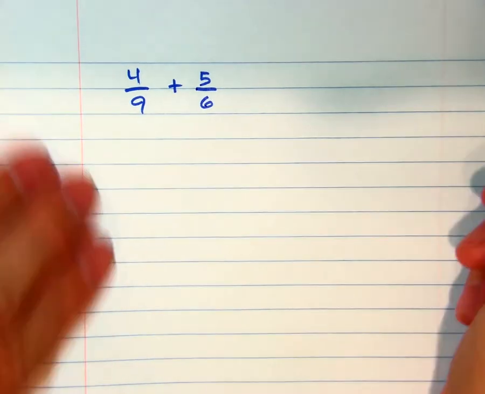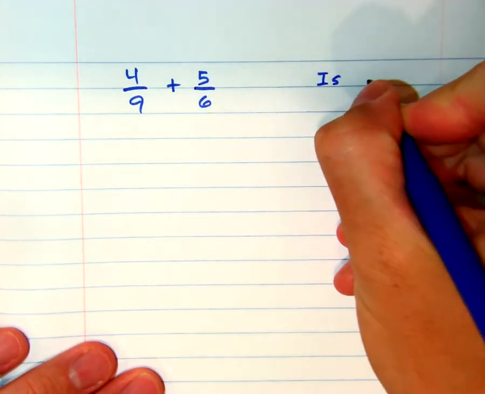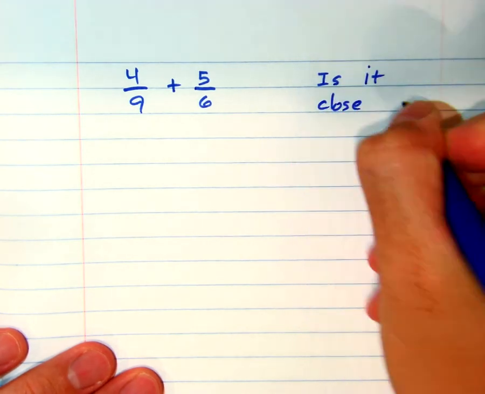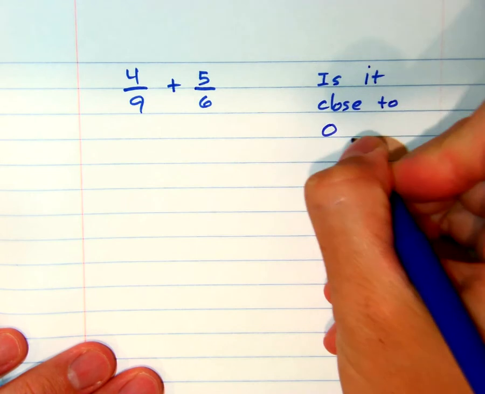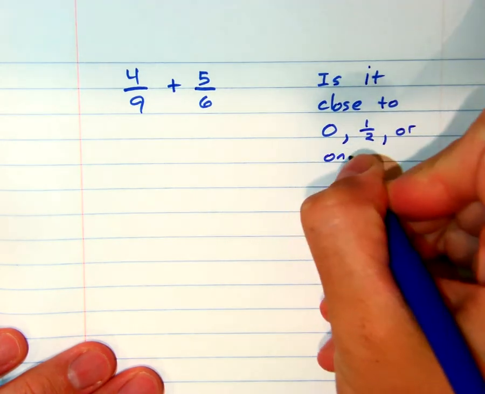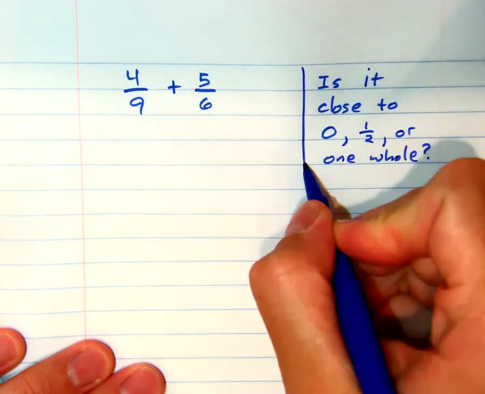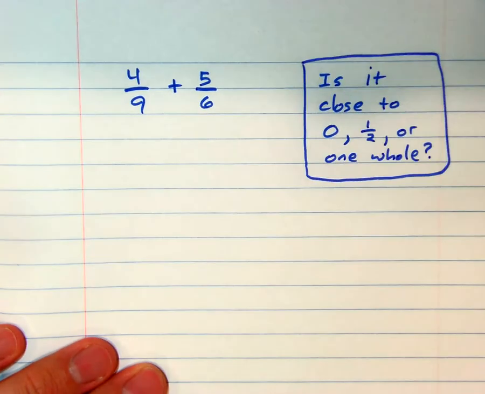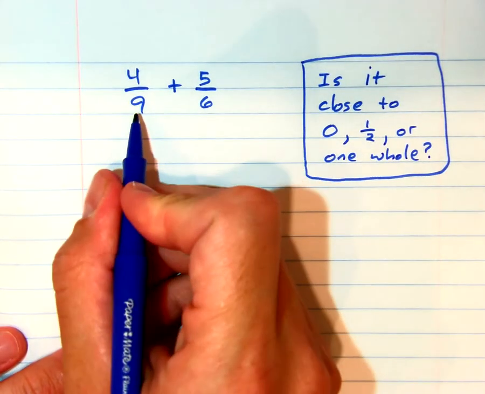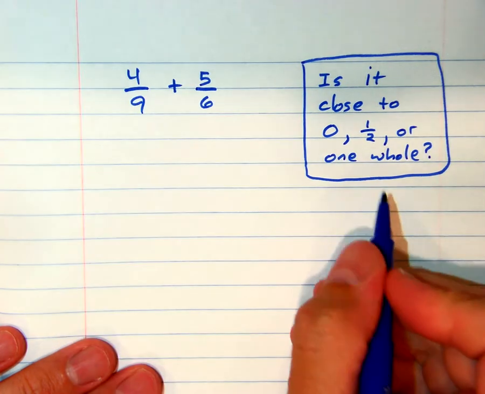So we want to ask ourselves, is it close to 0, 1/2, or 1 whole? Let's start with 4/9. Are we close to 0? Are we close to half? Or are we close to 1 whole?